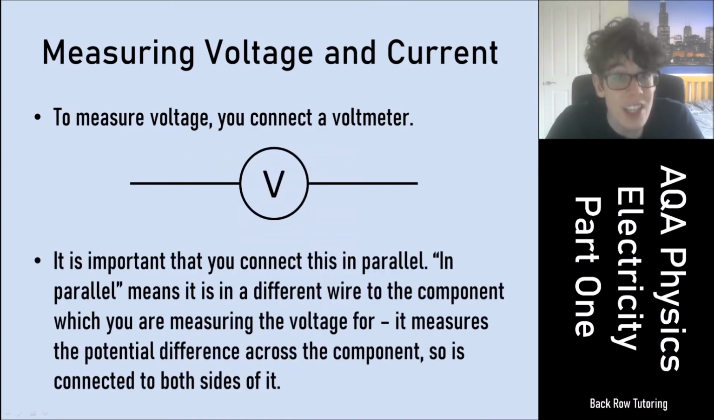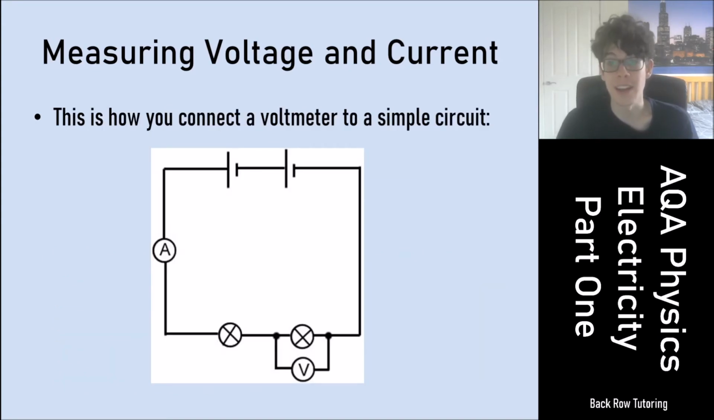To measure voltage, you connect a voltmeter. It's important that you connect this in parallel. In parallel means it is in a different wire to the component which you are measuring the voltage for. It measures the potential difference across the component, so it's connected to both sides of it. Again, this is how you connect a voltmeter to a simple circuit.